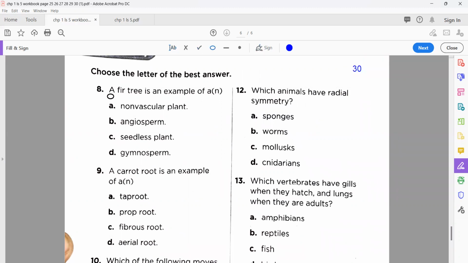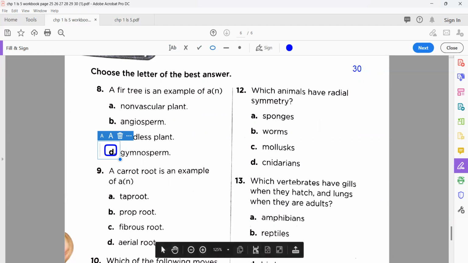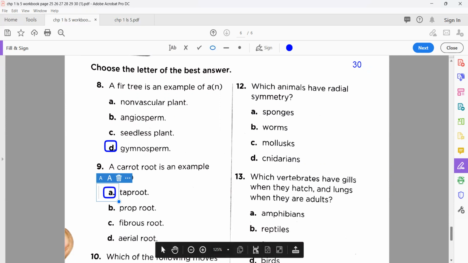A fir tree is an example of dash. Very good. That is an example of gymnosperm, not non-vascular, angiosperm, or seedless. Carrot root is an example of dash. You know about the types of root. It's not very soft, so not fibrous. It's not in the air or outside the ground, not aerial. So the best option is taproot. Well done.